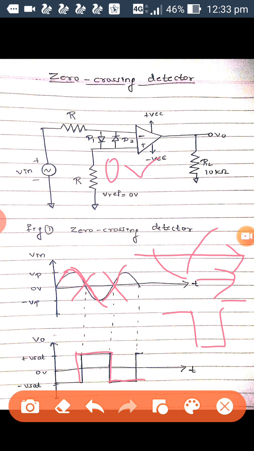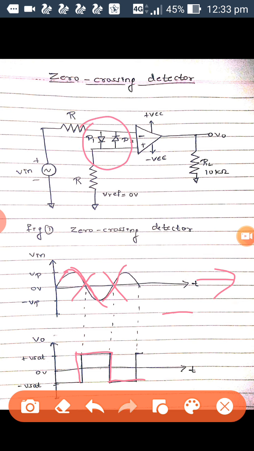One more thing you need to understand here is, in the last case also we have added two diodes, D1 and D2. In this case also I will be adding two diodes. What are these? These are the protecting diodes. What will they protect? They will protect the operational amplifier from excessive input current. Whenever the input is applied here, if the current is excess, they will protect the operational amplifier from this excess current.